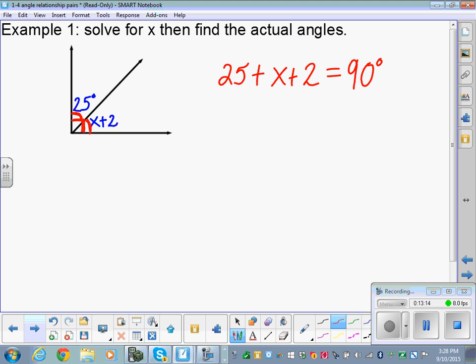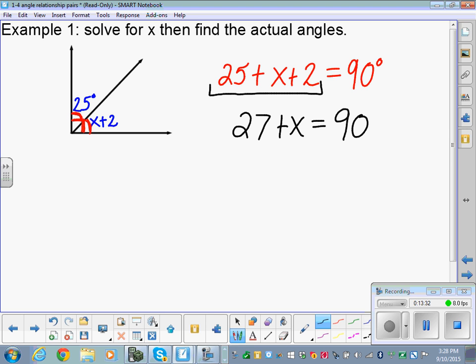Okay, now all you have to do is solve for x. Guys, but this looks really hideous right now, so let's combine like terms on the left and simplify this better. 25 plus 2, those are our like terms, that's 27. So we have 27 plus x is equal to 90 degrees. I'm just going to write 90. I'll put degrees back in the answer when I'm finished.